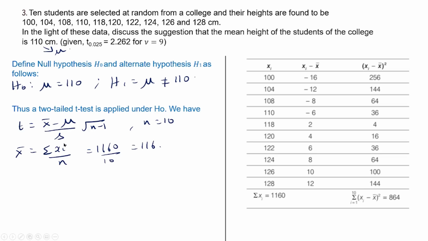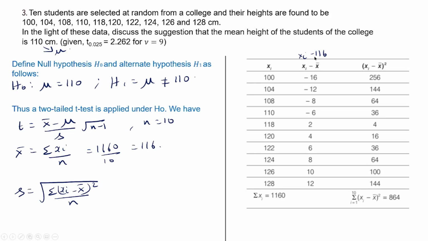Formula for s we know, it is s equal to root of summation xi minus x bar the whole square upon n. So if we find summation xi minus x bar the whole square, then we can find the sample standard deviation. Now after finding x bar, the next step is we have to find xi minus x bar, that is xi minus 116.